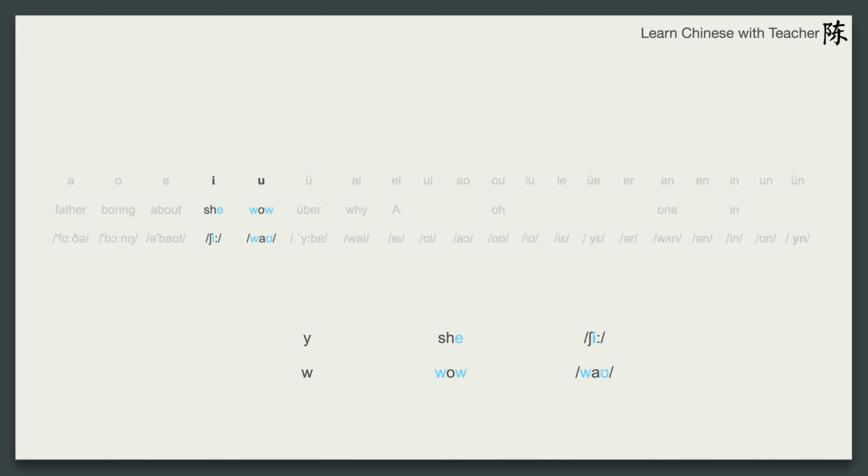Here, I would like to notice you that there are two initials that have the same pronunciation as two finals. Like you can see, the final I has the same pronunciation as the letter Y. They are both pronounced E in Chinese. And the final U has the same pronunciation as the initial W. They are both pronounced Wu in Chinese.